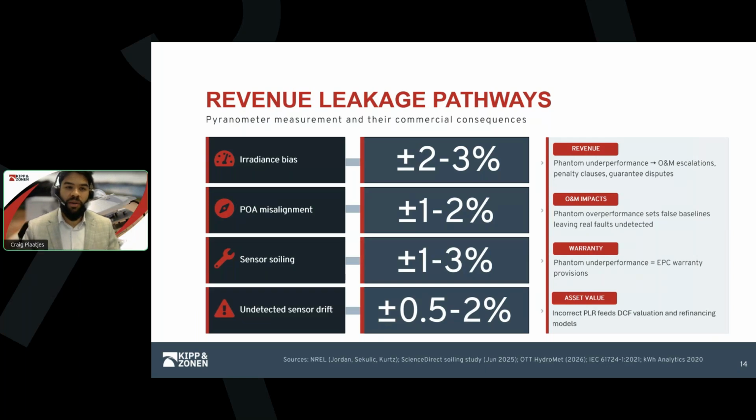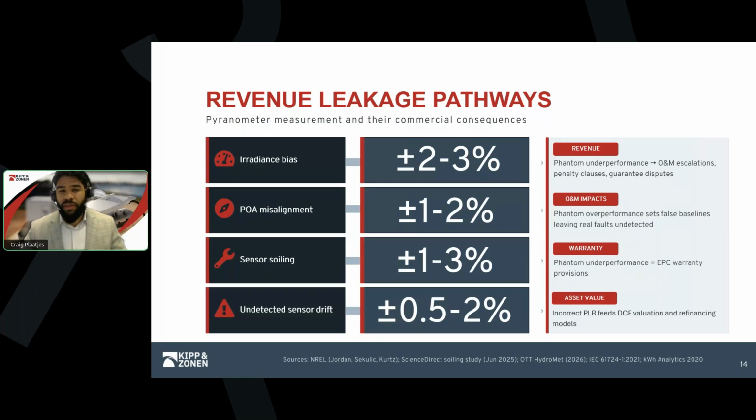And then finally, we have undetected sensor drifts. Now all pyranometers drift over time because the thermocouple will age. And without regular recalibrations, this drift goes undetected. It's slow, it's directional. It doesn't look like noise, it just looks like a stable but slightly wrong baseline. And so over time, this drift leads to larger measurement uncertainties if it's not corrected.